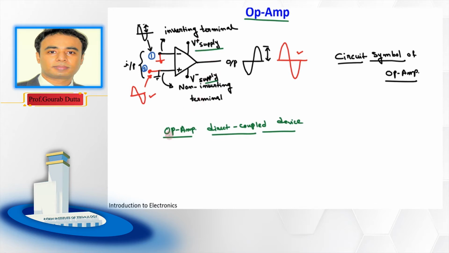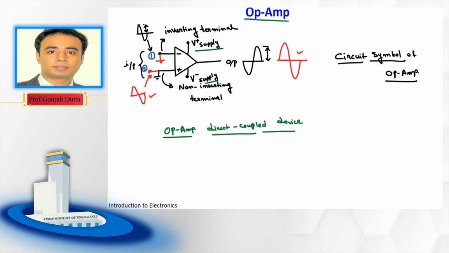Also we have discussed that this op amp is a direct coupled device, so it can be used for amplifying an AC signal. At the same time, an op amp can also be used for amplifying a DC signal, which means it can also work in DC. In today's class we will discuss a couple of examples where we apply some DC bias at one of these terminals, either the inverting or the non-inverting terminal, and we will see what the expected output from this op amp circuit will be. Fine.